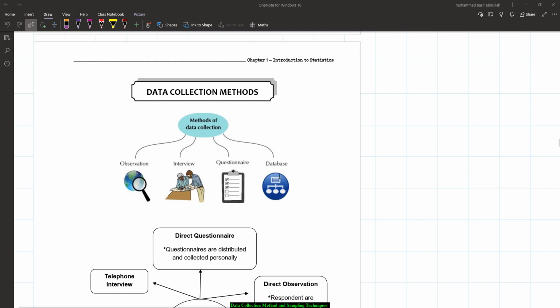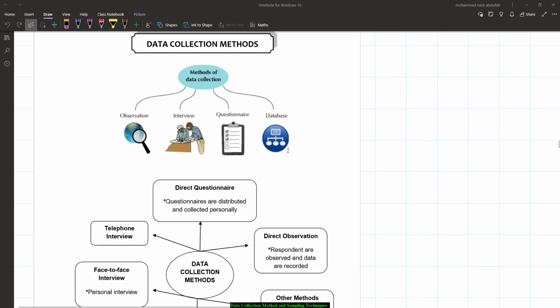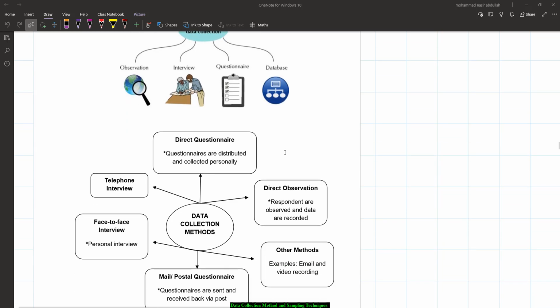So now for today, let's look into data collection methods. There are several data collection methods available, such as the direct questionnaire, direct observation, and then mail or postal questionnaire, face-to-face interview, and telephone interview. There is also observation, and other methods such as email, video recording, and so on. These are all different types of data collection methods. They can be used based on the situation.